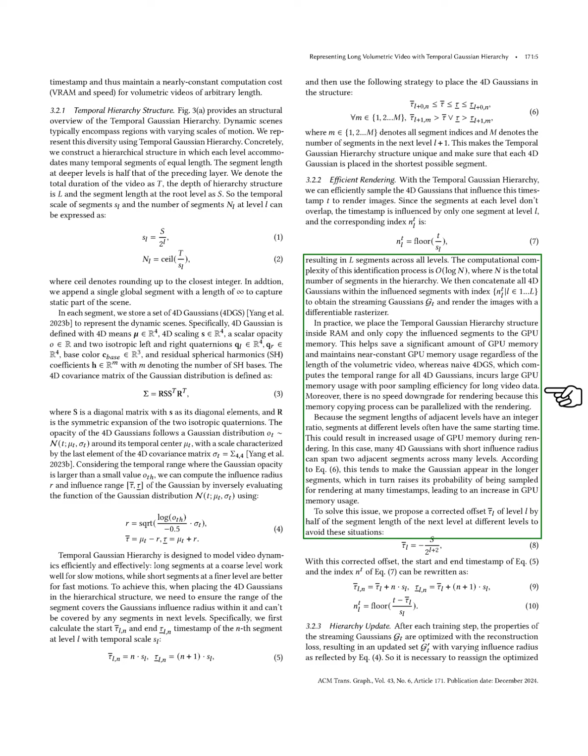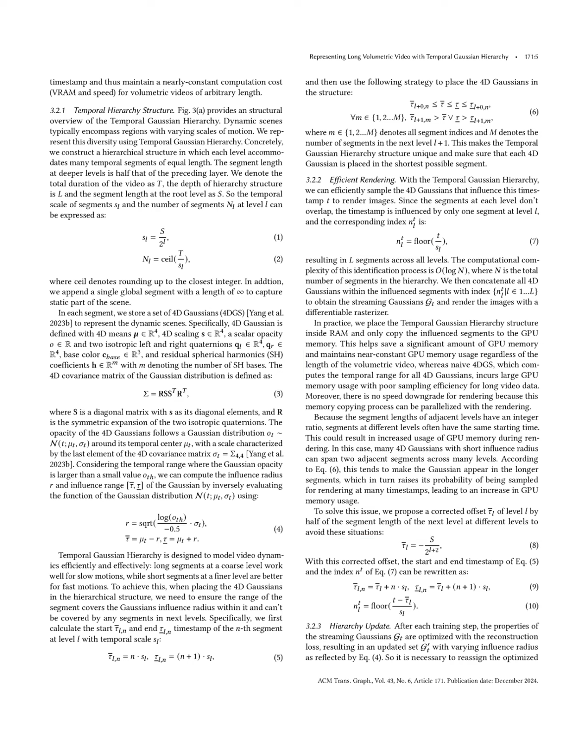By storing the temporal Gaussian hierarchy in RAM and only transferring influenced segments to GPU memory, we significantly reduce GPU memory usage and maintain consistent performance, even for long videos. This method avoids the memory inefficiencies of naive approaches and allows for parallel processing during rendering, ensuring speed is not compromised.